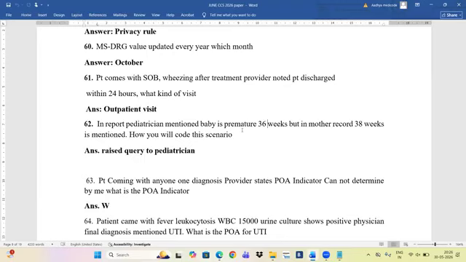Obstetrician, mother's record. Okay, obstetrician means for mother, delivery case.